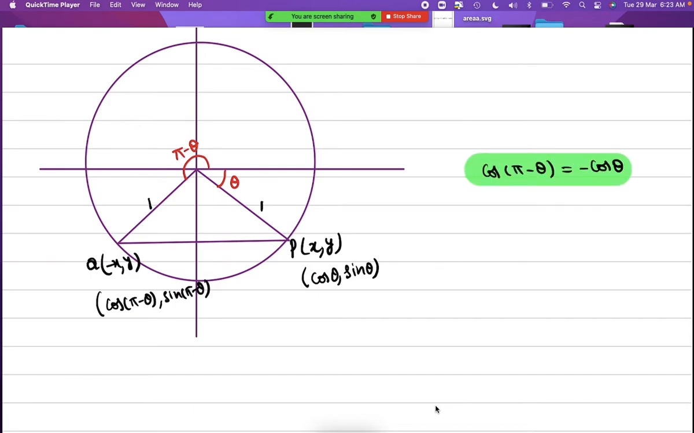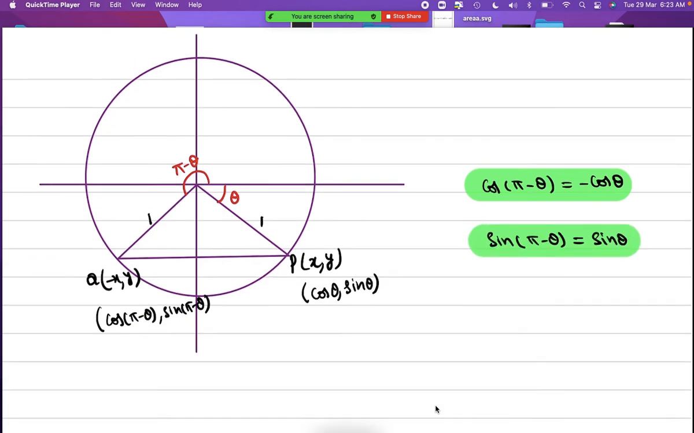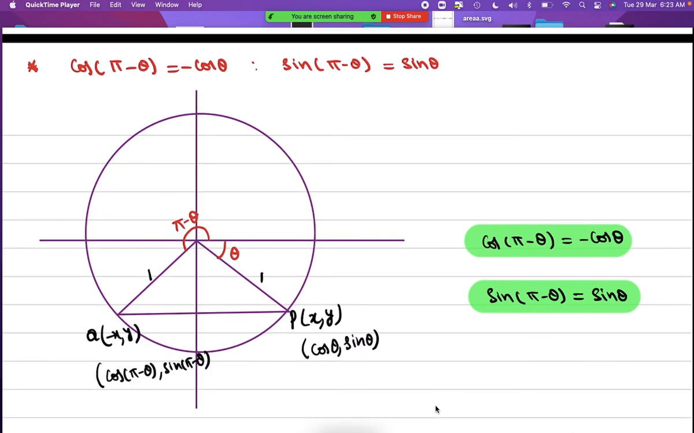Next, if you see the relation between the y coordinates, both are equal. That's why sin of pi minus theta equals sin theta. Therefore, sin of pi minus theta is equal to sin theta. So this is the proof. The first one is cos of pi minus theta equals minus cos theta, and sin of pi minus theta equals sin theta. This is another example of an application of symmetry.